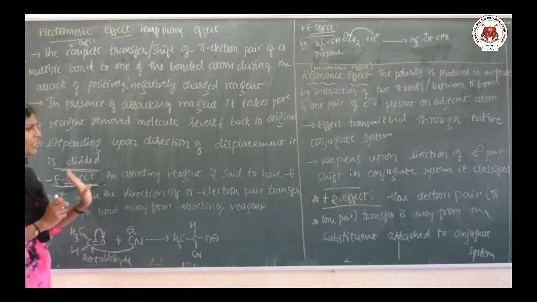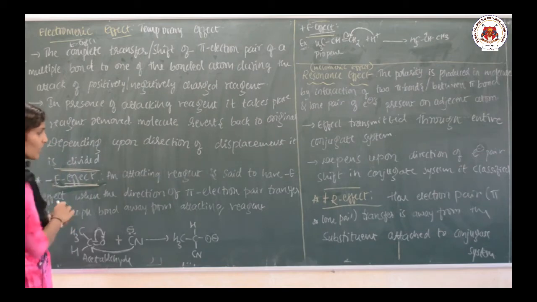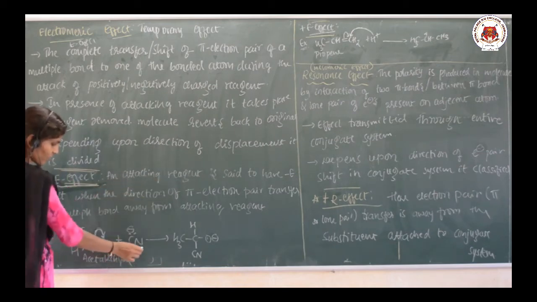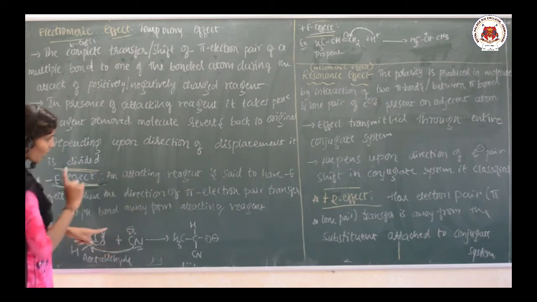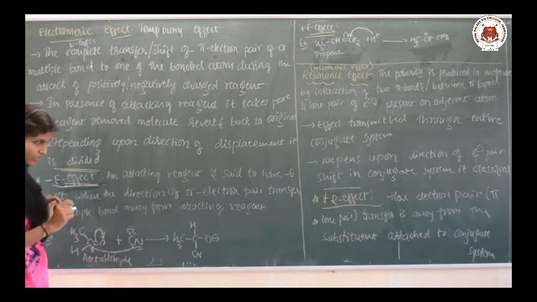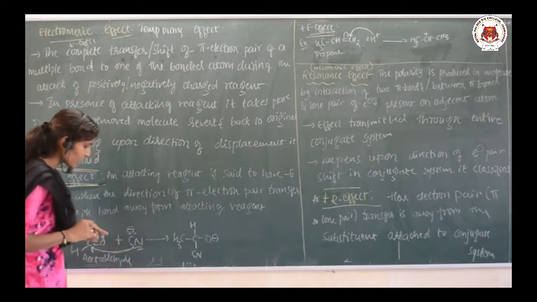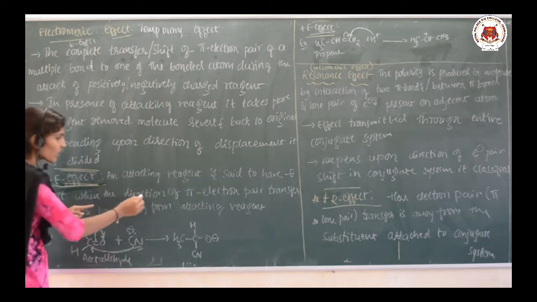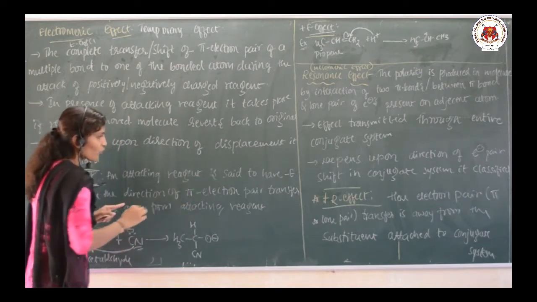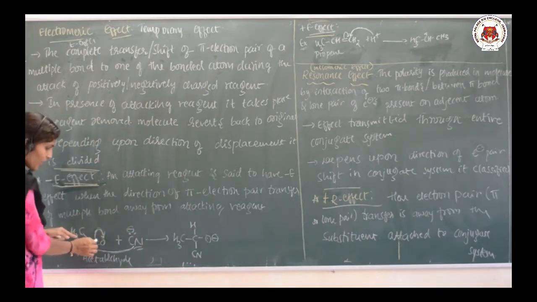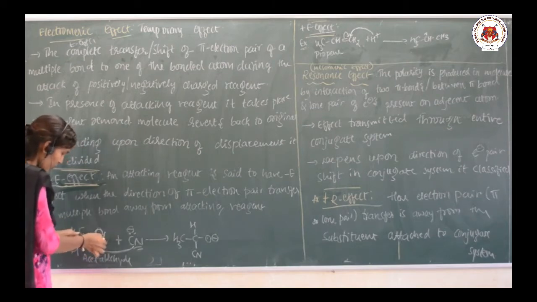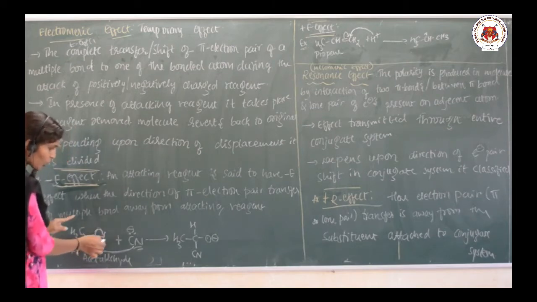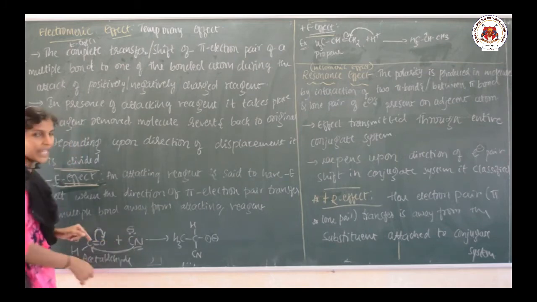Let me write it neatly as a definition. An attacking reagent is said to have the minus E effect when the direction of the pi electron pair transfer of the multiple bond is away from the attacking reagent.